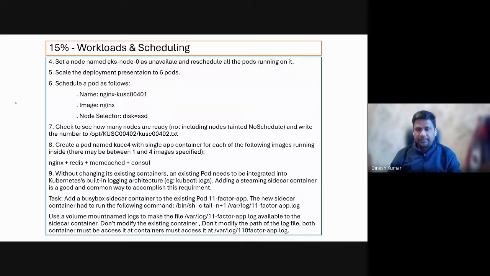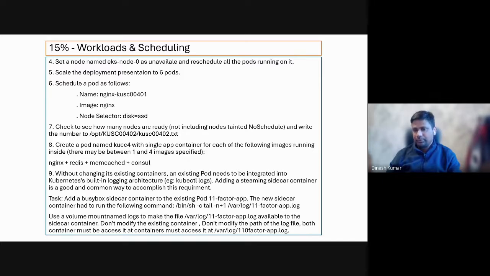Then the fourth question is you have to identify which node has a taint applied on it, and put that node name in a specific file. Whenever you get a specific file name, don't ignore it. Sometimes they will give you sample files, and you use those sample files to create a resource. I will come to that point later. You have to update these files with this particular requirement.